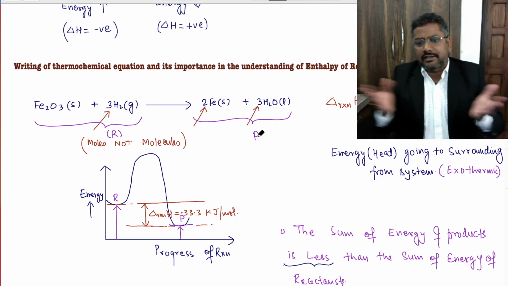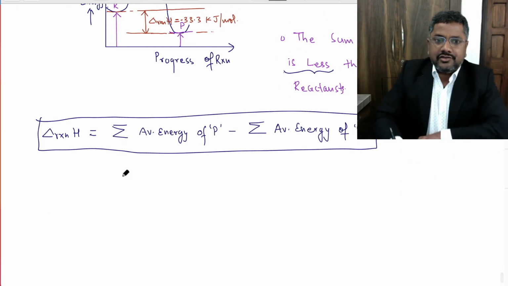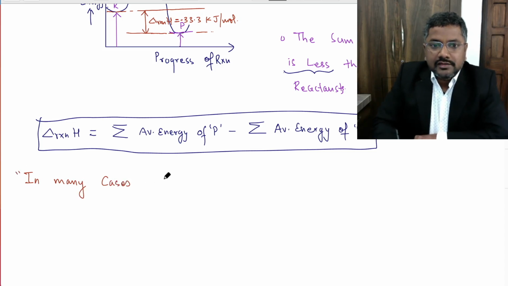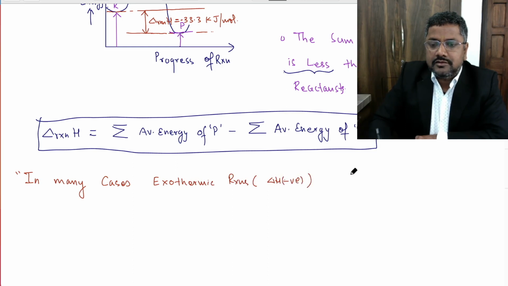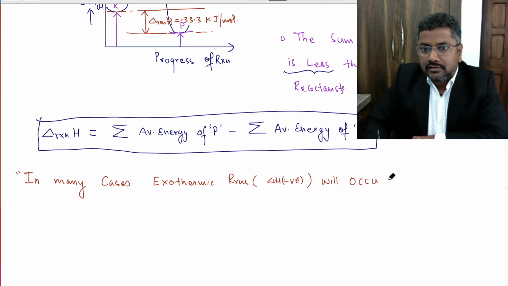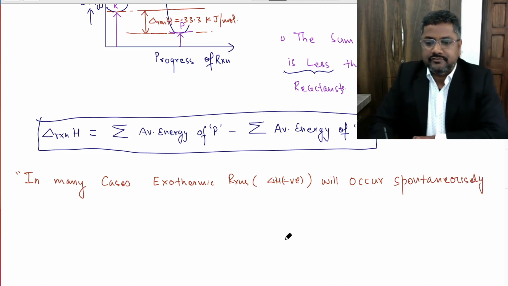It is true that in many cases, not in all cases, exothermic reactions, meaning delta H negative, will occur spontaneously, right?